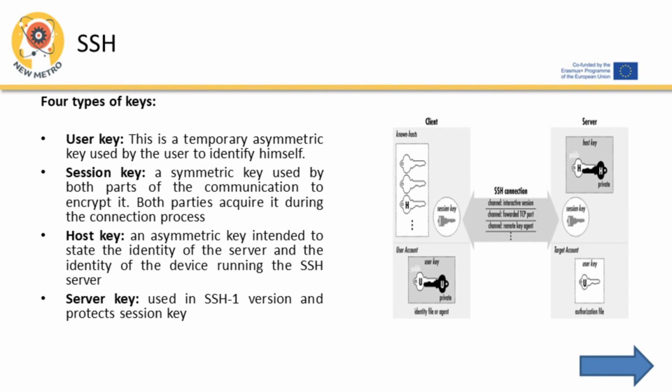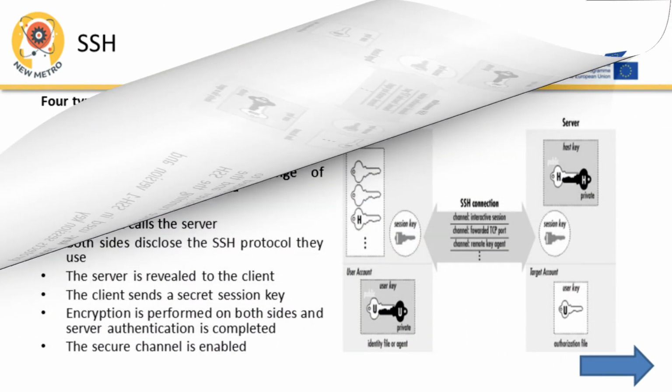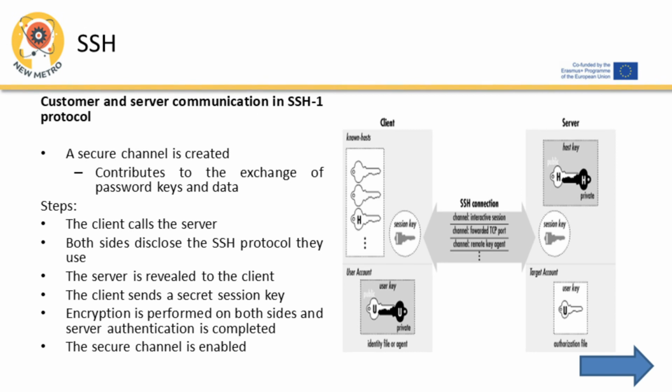Session key. Symmetric key, used by both parties of the communication for the purpose of encrypting it. Both parties obtain it during the connection process. Host key. Asymmetric key, to indicate the identity of the server and the device running the SSH server. Server key. It is used in the SSH/1 version and protects communication of client and server in SSH/1 protocol. A secure channel is created. This contributes to the exchange of passwords and data.